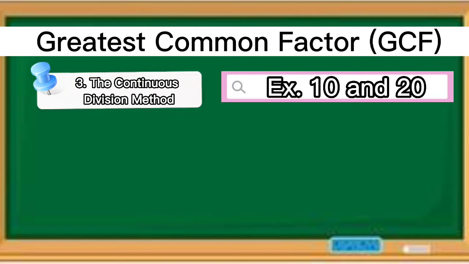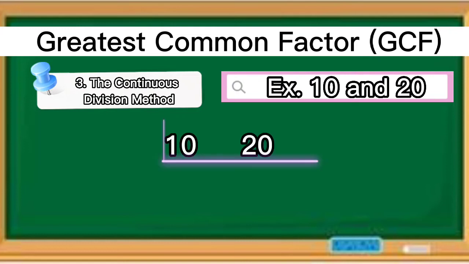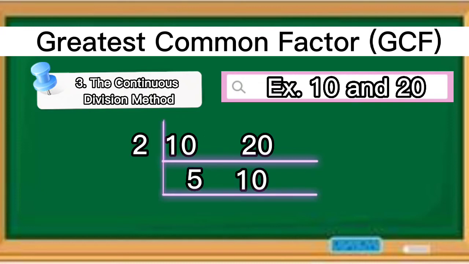What number can we use to divide 10 and 20? Can we use 2? Yes, we can. 10 divided by 2 is 5. 20 divided by 2 is 10. How about 5 and 10?